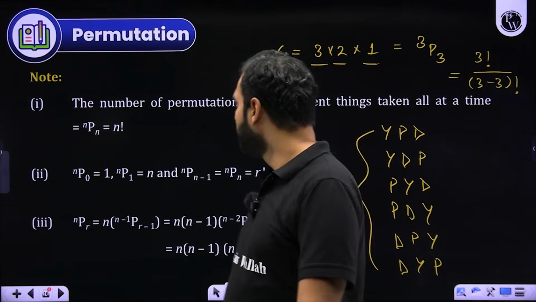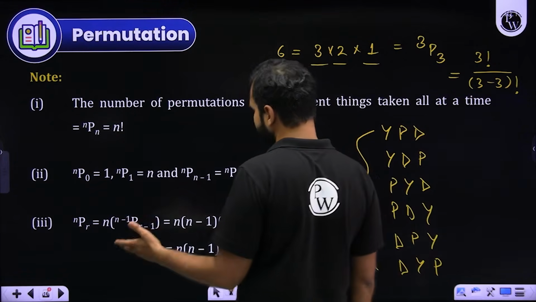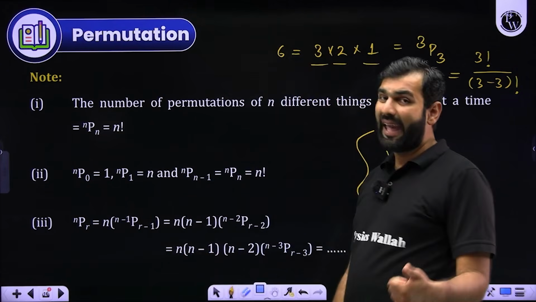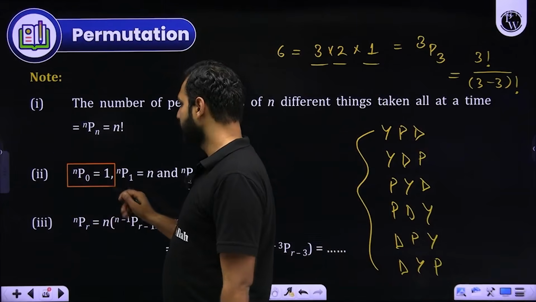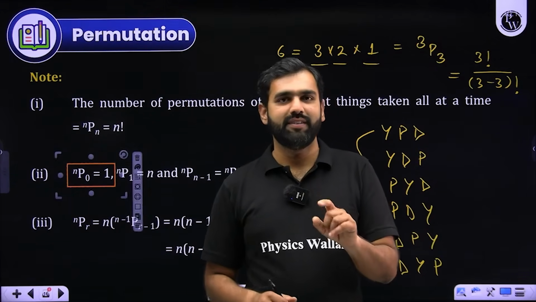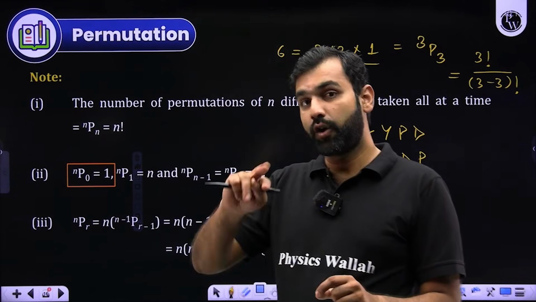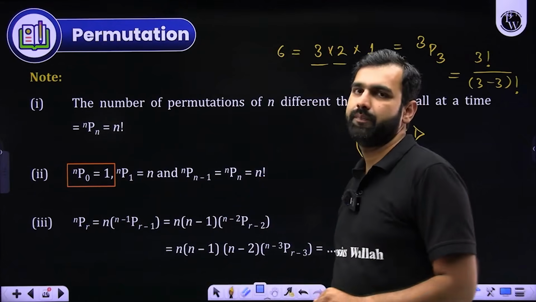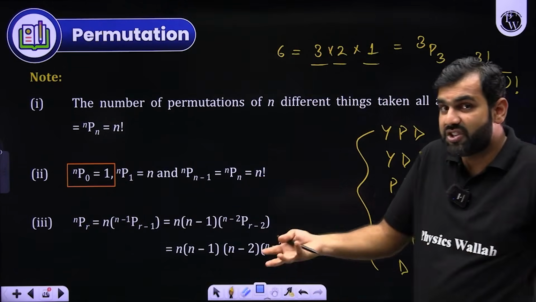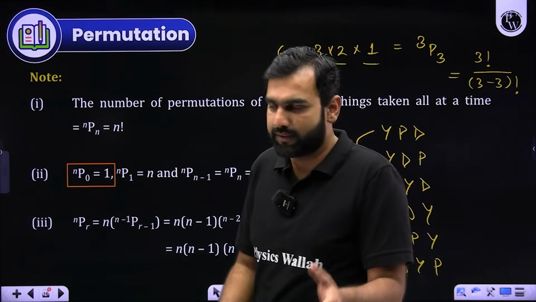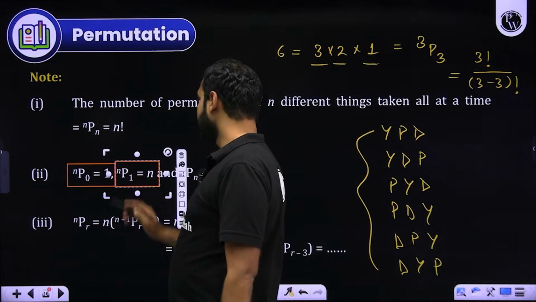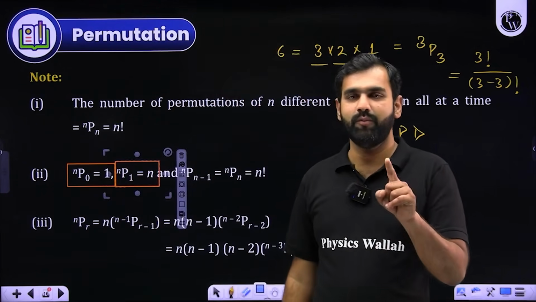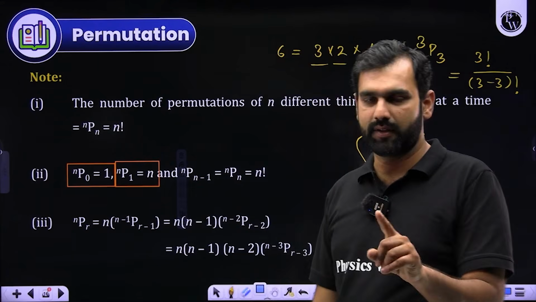Now, let us move ahead. Some formulas, some standard results you need to remember. nP0 and nP1. nP0 is always going to be 1. What does it mean? The number of ways in which 0 objects can be arranged out of n objects will be 1. That one way in which you did not arrange anything. So that is also a way, right? So nP0 will be 1. What about nP1? It is going to be n. So out of n objects, if I'm supposed to select and arrange only one object, well, that will be n number of ways.